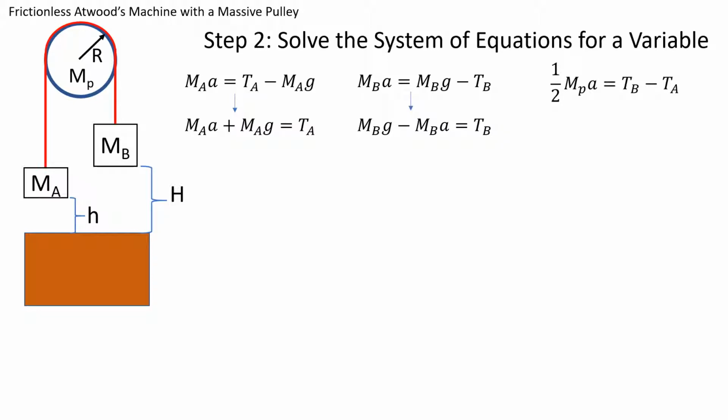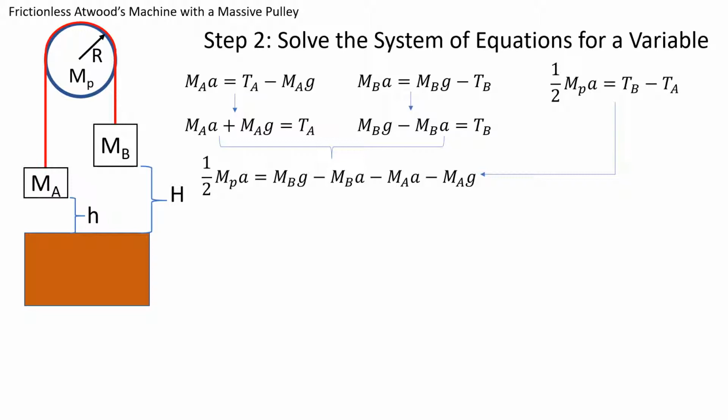So if we take our first 2 equations for each of the block masses and solve them for the tension in each side of the string, we get these equations where T_A, adding m_A g to both sides, is m_A times the acceleration plus m_A times the gravitational acceleration. And for T_B, instead of an addition, we get a minus sign, where T_B equals m_B times the gravitational acceleration minus m_B times the linear acceleration.